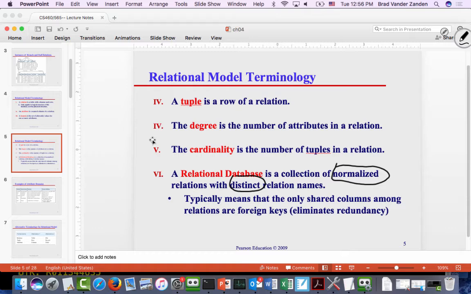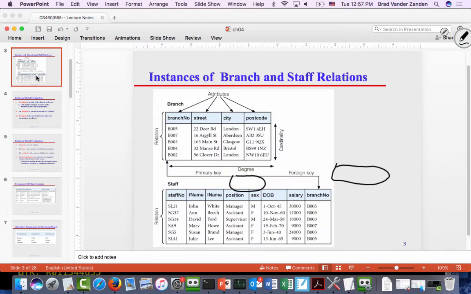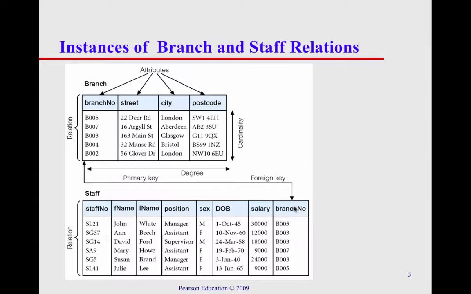What normalized means is this bullet point right here. It means that when the relations have been normalized, then typically the only shared columns or redundant data are the ones involving so-called foreign keys. And we haven't talked yet about foreign keys. In fact, let me go back to the slide right here. And you actually did see that there was something labeled foreign key there. So let's just talk about that briefly right now.